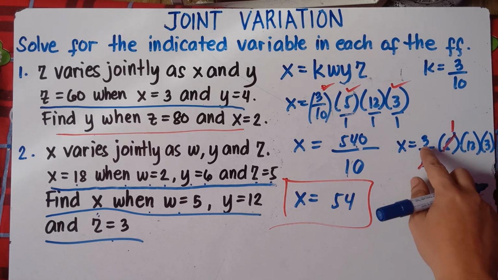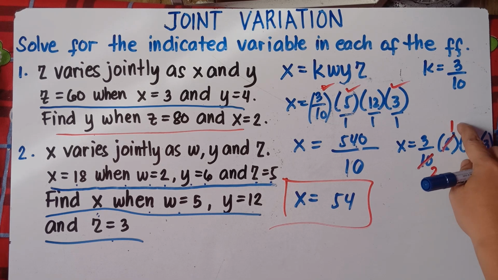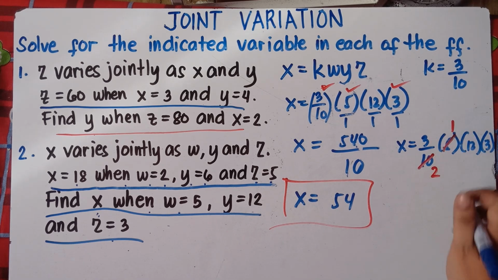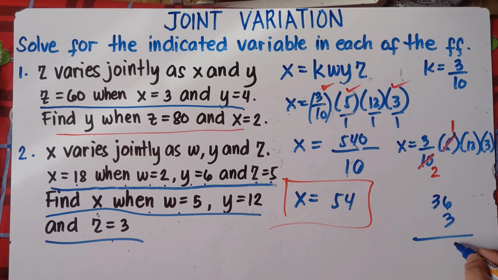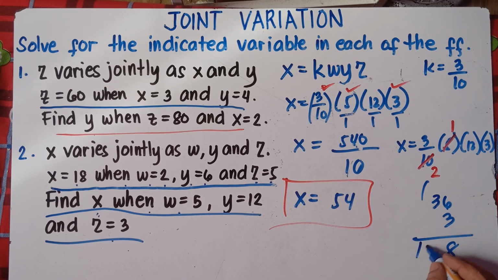Times 12. So once again, 3, or you can multiply 12 times 3. So 12 times 3, that is 36. Times 1, 36 times 1, that's 36. Times 3. 36 times 3. So 18, carry 1. 3 times 3 is 9, plus 1, that is 10. 108.